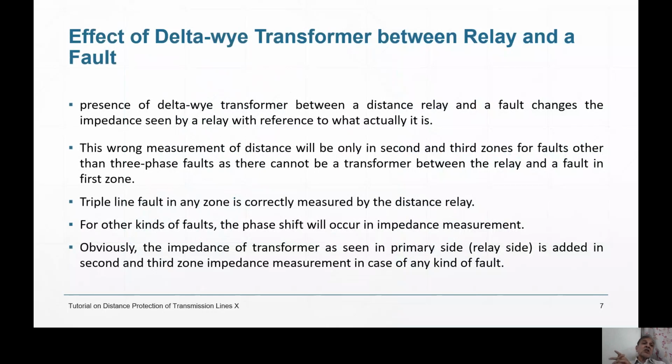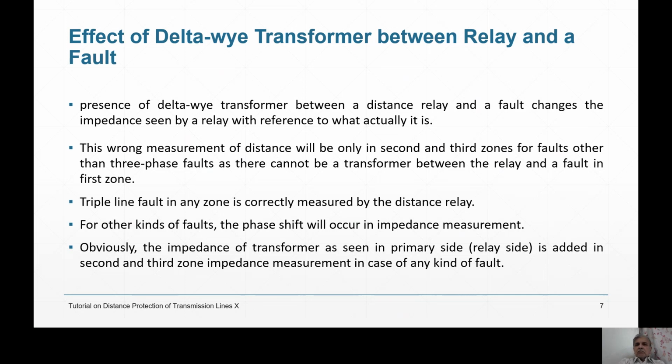But a more serious problem is the effect of a delta-Y transformer between the relay and a fault. When there is a transformer present between the relay and a fault, then the problem comes. You can very well understand that this will never occur in zone 1, because in zone 1 there can never be a delta-Y transformer. So zone 1 is not a problem. And in zone 2 and zone 3, if a three-phase fault occurs, then also it is not a problem. It will be correctly measured.